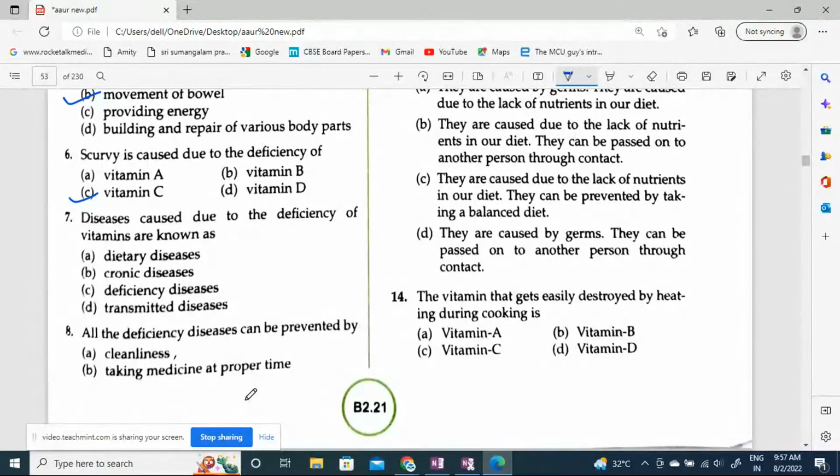Seventh. Diseases which are caused due to deficiency of vitamins are called deficiency diseases. Listen. Write one question. What are deficiency diseases? And this is the answer. Write this question in your textbook. It is an important one. Just write it down.